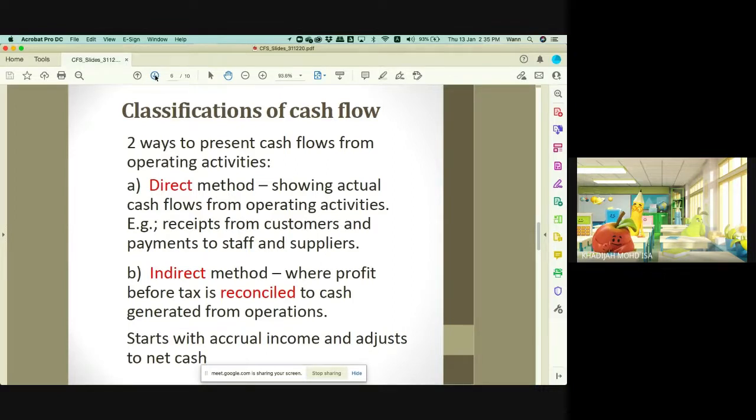Where we are going to make use of the information from the profit and loss statement as well as from your statement of financial position, in order to reconcile to cash generated from operation. So under the indirect method, we start with accrued income and adjust to your net cash. Later we'll do an exercise on this indirect method, right?